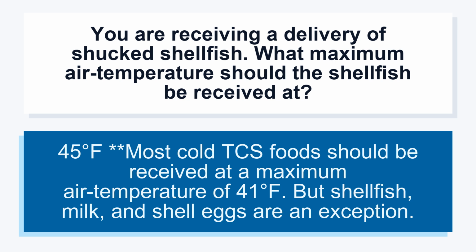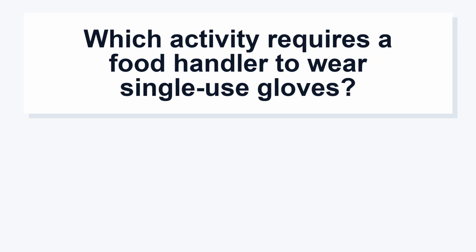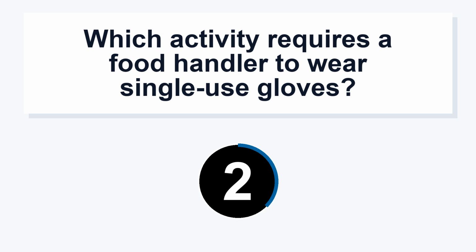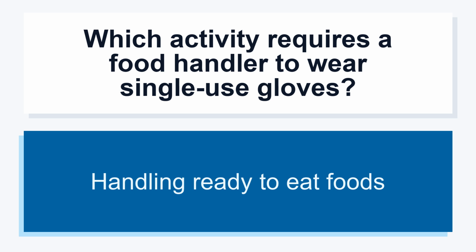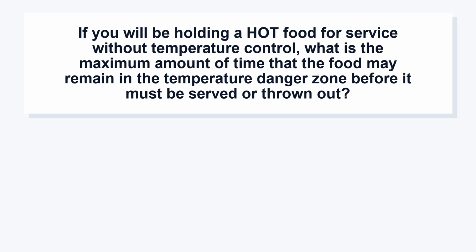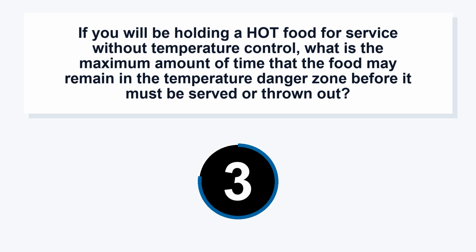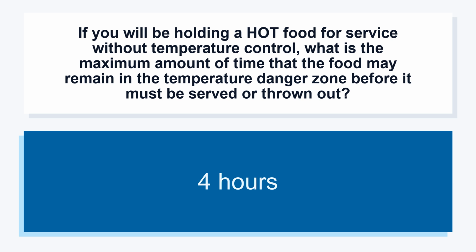45 degrees Fahrenheit. Most cold TCS foods should be received at a maximum air temperature of 41 degrees Fahrenheit, but shellfish, milk, and shell eggs are an exception. Which activity requires a food handler to wear single-use gloves? Handling ready-to-eat foods. If you will be holding the hot food for service without temperature control, what is the maximum amount of time that the food may remain in the temperature danger zone before it must be served or thrown out? 4 hours.